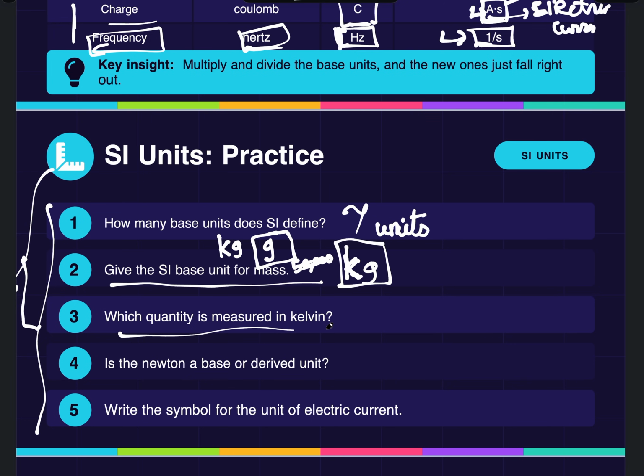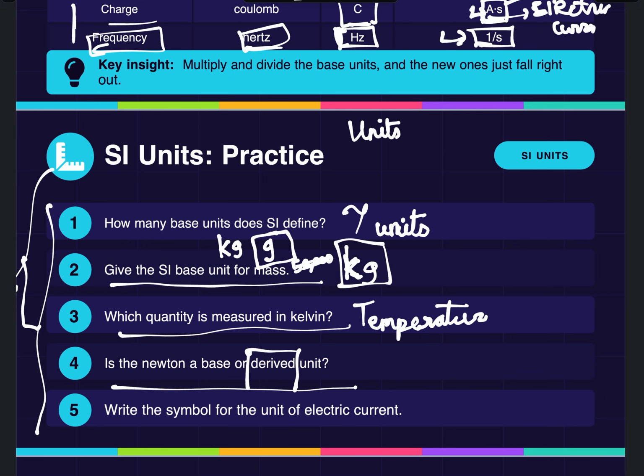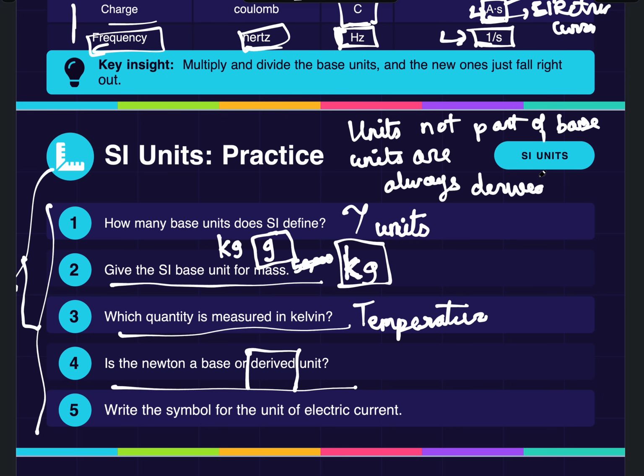Which quantity is measured in Kelvin? We know that to be temperature. And is the Newton a base or derived unit? It's a derived unit, because if you memorize all the base units, then any unit that's not a part of the base units is a derived unit. Okay, let me write that down. Units not part of base units are always derived units. That's why it makes a lot of sense and it helps you a lot if you memorize the base units, because then you can know which one's a derived unit.